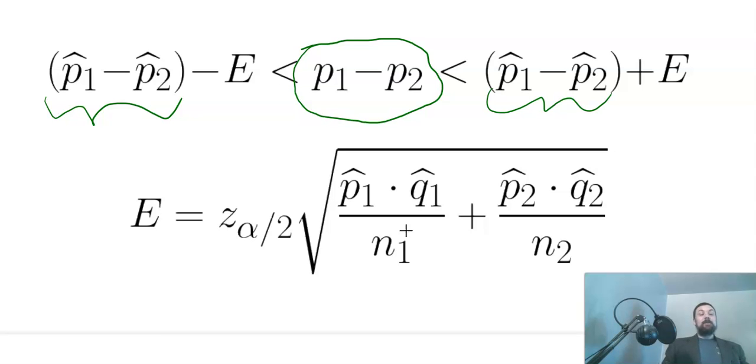So this will be your margin of error. That's what I was trying to say. This is how you'll calculate your margin of error. And then once you have the margin of error, this is how you'll set up your confidence interval.